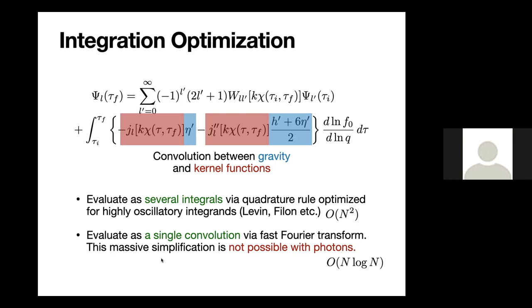And again, I want to point out that this massive simplification is not possible with photons, because for photons, you will have the photon monopole and photon quadrupole appearing in the integral. In that case, that's what we call a bona fide integral equation, a Volterra equation, technically speaking, and you will need specially designed solvers for that. But for this, it's just a simple fast Fourier transformation. So that's why we think this work on neutrino can greatly increase the speed of the current solvers.